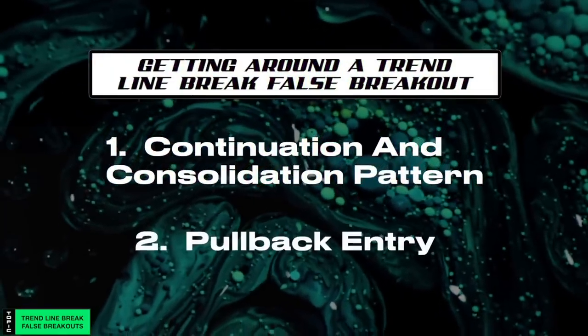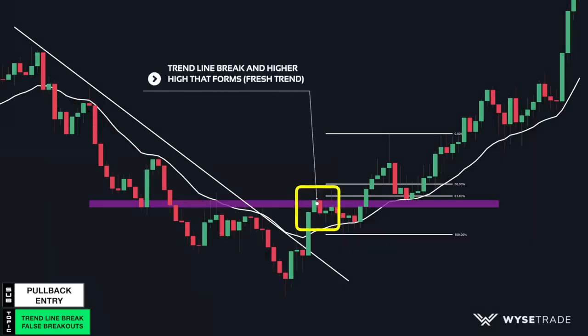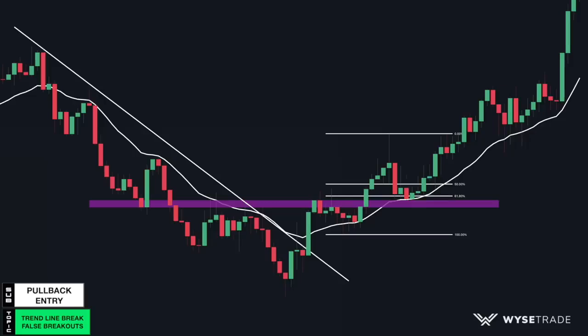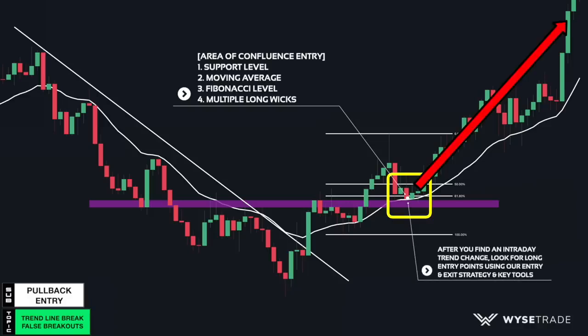Now, the second way to get around a trendline break false breakout is to wait for a pullback entry. Clear moving downtrend before you had your trendline break and higher high. And what you do is you wait and see if you get a pullback entry, such as this one right here, where price pulled back to the new support level and moving average and fib level, and formed multiple long wick candles at this area of confluence. After you had your intraday trend change confirmation, you would look for long entry points.